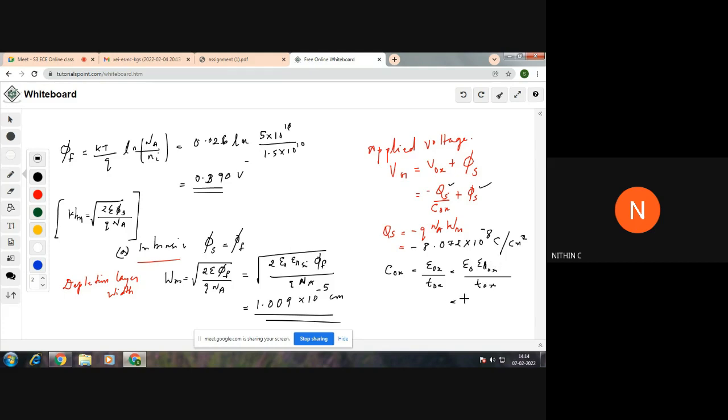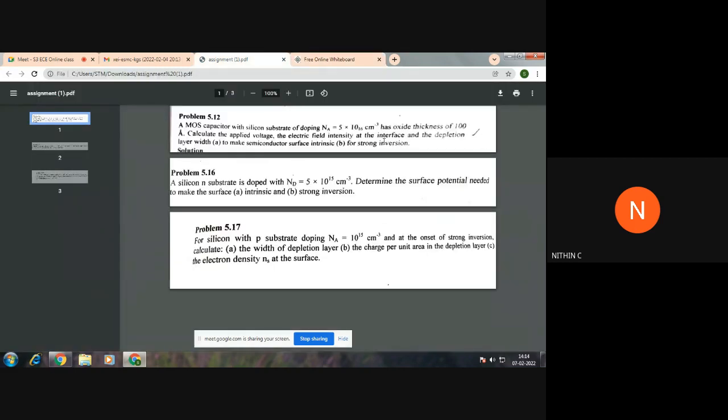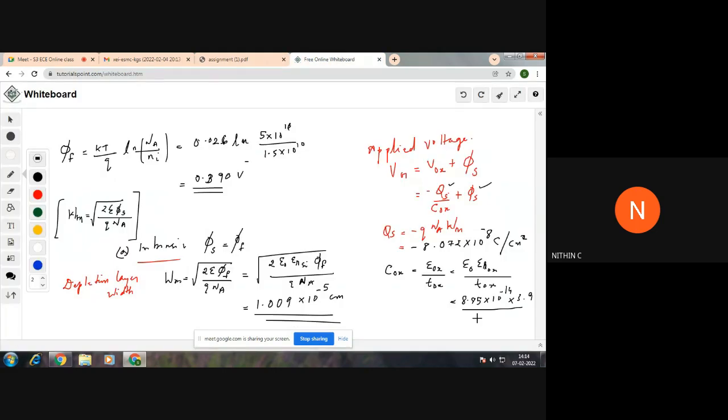It is 8.85 into 10 raised to minus 14 into 3.9 divided by the thickness of the oxide layer, which is given as 100 Angstrom. 100 Angstrom in centimeters will be 100 into 10 raised to minus 8. Once you do this, you will get the value of C oxide.